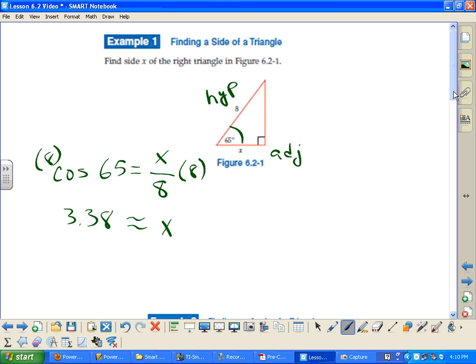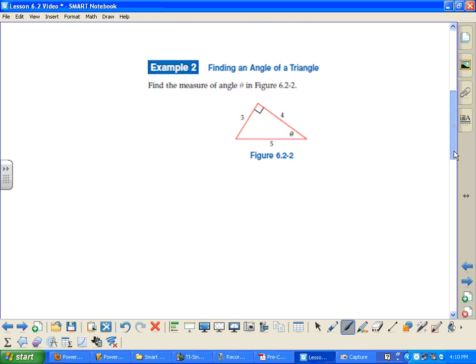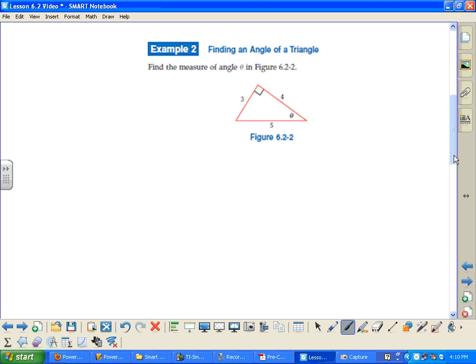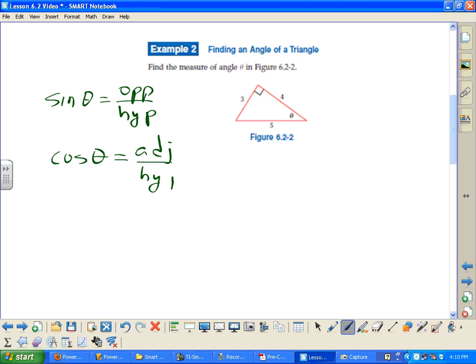And so let's go ahead and do example 2 here. We'll just keep going right along. In example 2, they want us to find the measure of angle theta in this triangle. They give us all three sides, so we know that sine of theta equals opposite over hypotenuse. Cosine of theta equals adjacent over hypotenuse. And tangent of theta is equal to opposite over adjacent. So we can basically use any ratio.